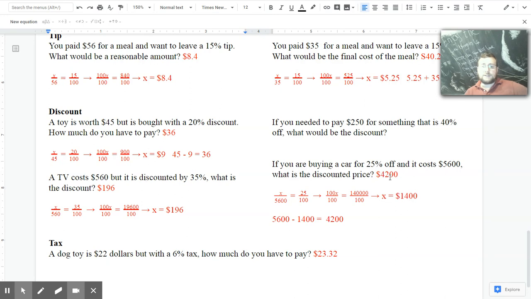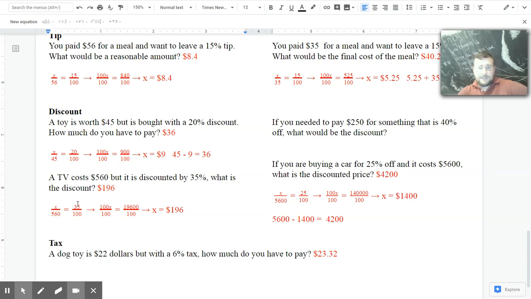The second one was a little simpler because all you want is the actual discount. You do not have to figure out the final price. The TV cost is $560 and it was discounted by 35%. So you put 100 on the bottom right, like always, 35% at the top because you're looking for the discount. And then you put 560 on the bottom left because it's the original price, and x on the top. Cross multiply, you get 100x equals 19,600. Divide both sides by 100 to get rid of that part that's next to the x, and then you end up with 196 as your discount, right?